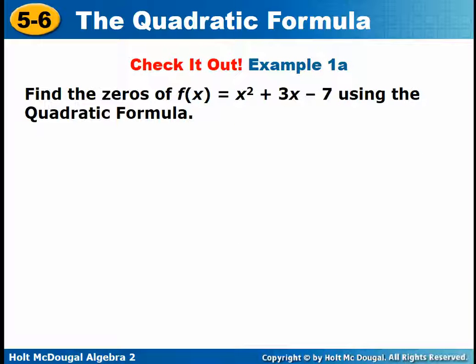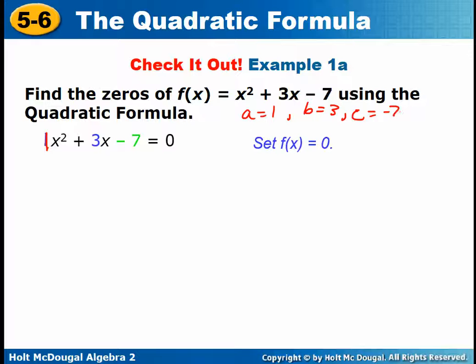Here's another example. So the first thing you do is set it equal to 0, make sure it's in standard form. Then pick out the a, which would be 1 in this case. I think our a's were red. So a is 1. If there's no number in front of the x squared, it's not 0, it's 1. B is 3. C is negative 7.